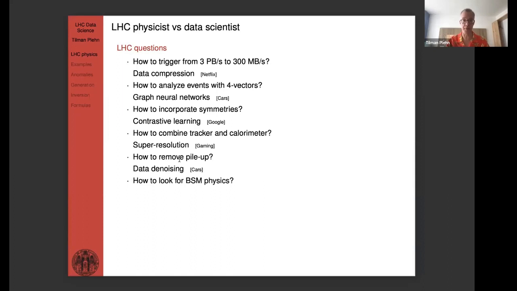How to look for BSM physics. Now, that's interesting, because one of the things that brought me to machine learning was sitting, I still remember, in a coffee place with a friend of mine who works for SAP. That's Europe's biggest software maker, based just outside Heidelberg. He's also a trombone player.